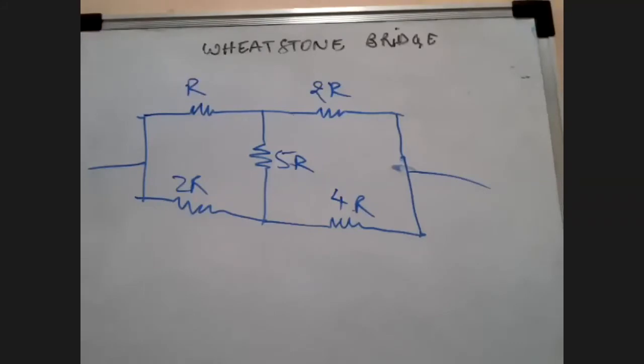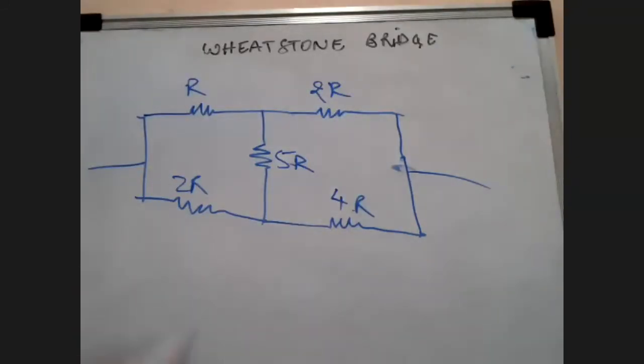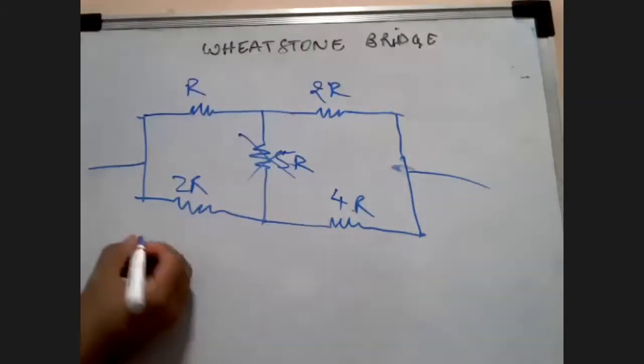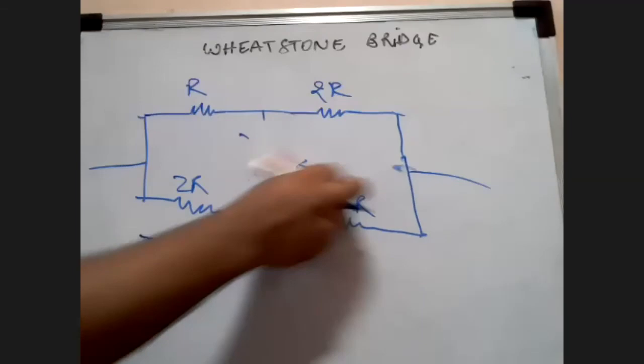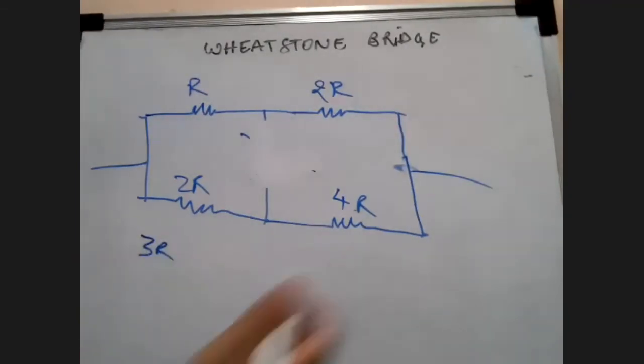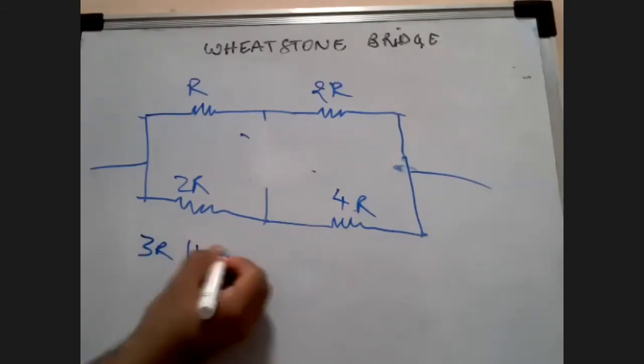Is the Wheatstone balanced? Yes, sir. You can take the ratios. R by 2R, 1 by 2, 2R by 4R, 1 by 2. Again, this is the balanced case. So ultimately, you will get R plus 2R, 3R, and 2R plus 4R is what? 6R. So 3R parallel with 6R.